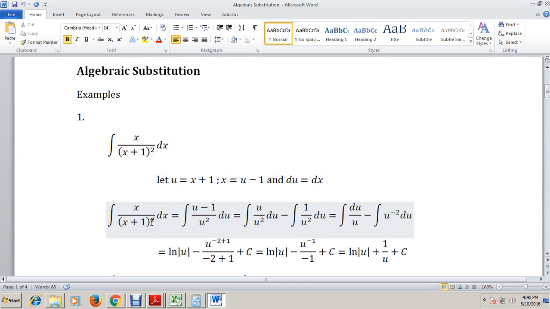Let's proceed with the actual substitution. Our original integrand becomes u squared in the denominator, x becomes u minus 1, and dx becomes du. Simplifying further, we separate the fraction into two fractions: u over u squared minus 1 over u squared. Of course, u over u squared becomes 1 over u, or simply du over u, minus u raised to negative 2, so that we can apply the power formula here, and we can apply ln of u for the first term.